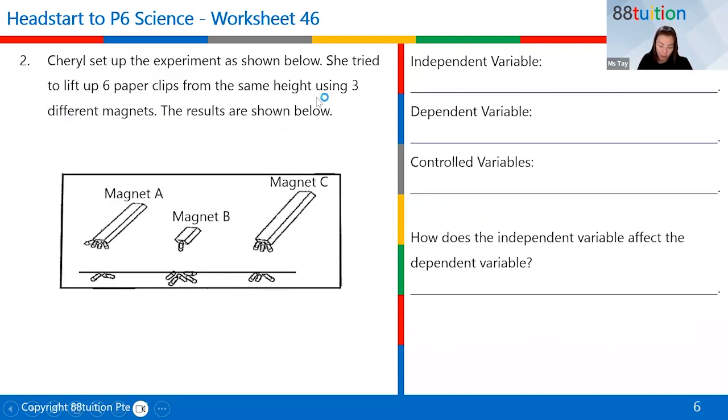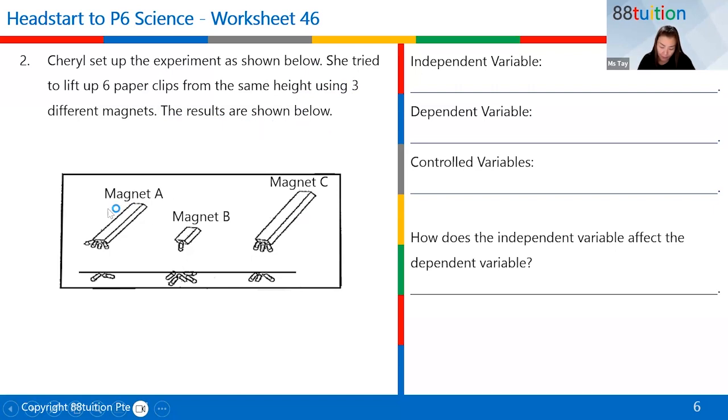Cheryl set up the experiment as shown below. She tried to lift up 6 paper clips from the same height using 3 different magnets. Okay, 3 different magnets. So you can see the difference in the magnet, right?